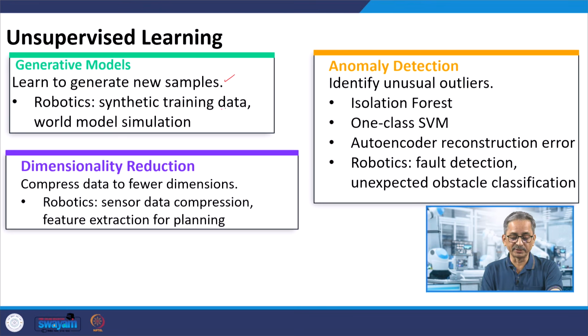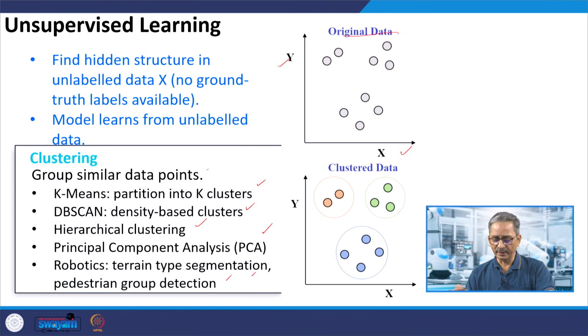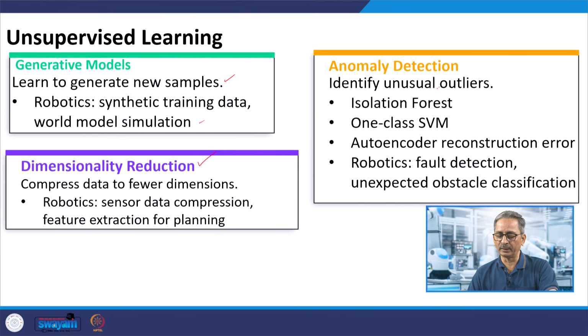For example, synthetic training data and world model simulation. We would also like to have dimensionality reduction. For example, if a lot of sensor data is there, we would like to compress that, so we compress data to fewer dimensions. Many times we would like to have anomaly detection. For example, in this data, if something far off is here, this may be considered an anomaly which does not belong to this data. That type of anomaly detection can be done. In robotics, examples are fault detection and unexpected obstacle classification.